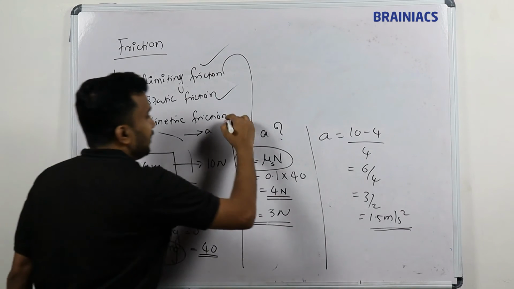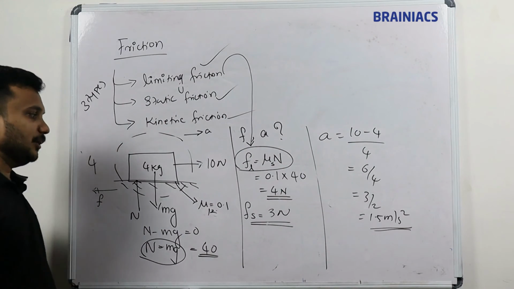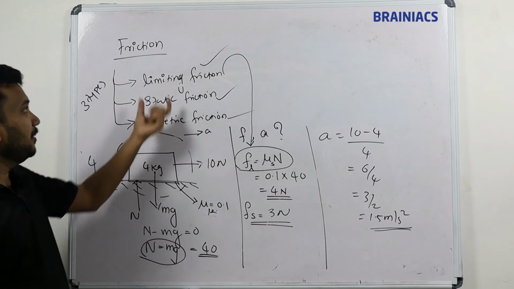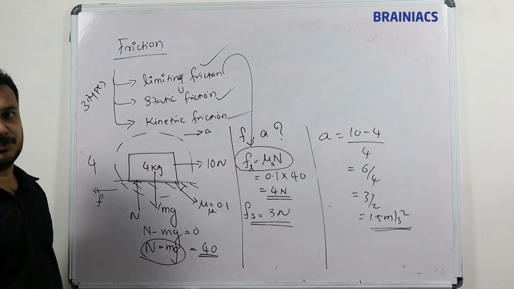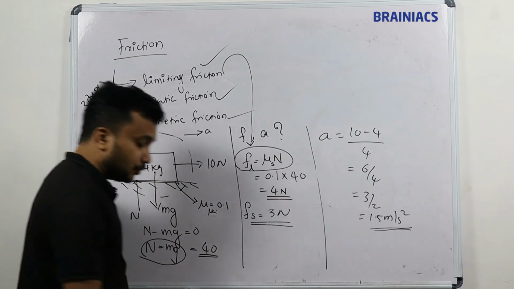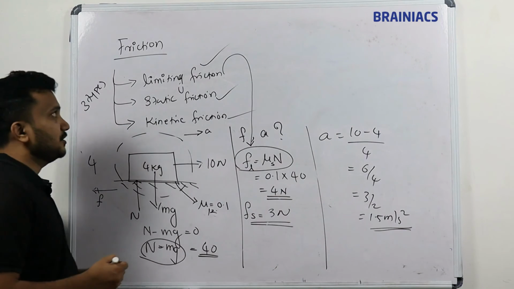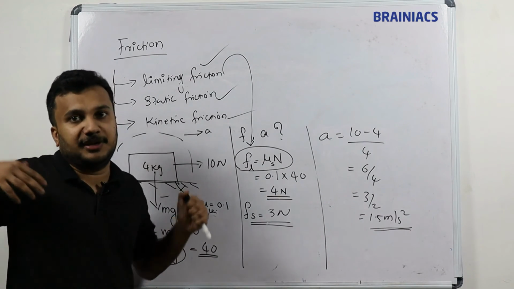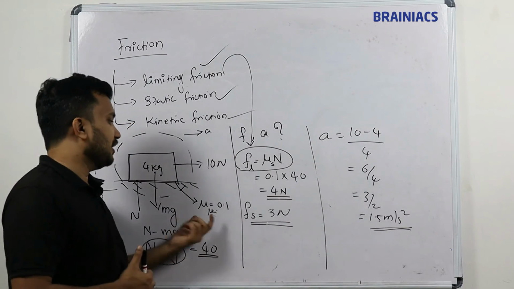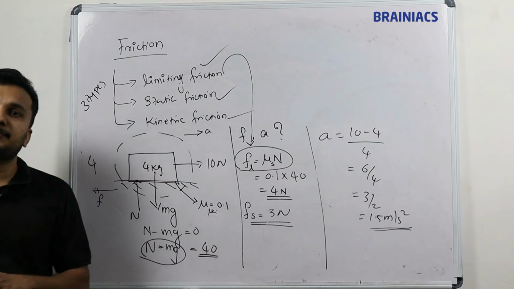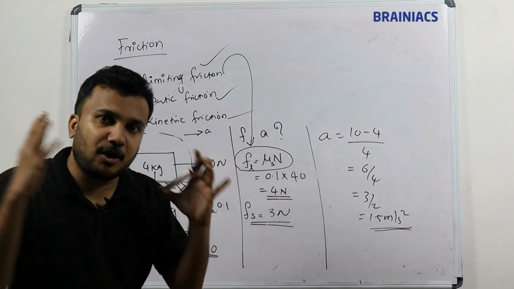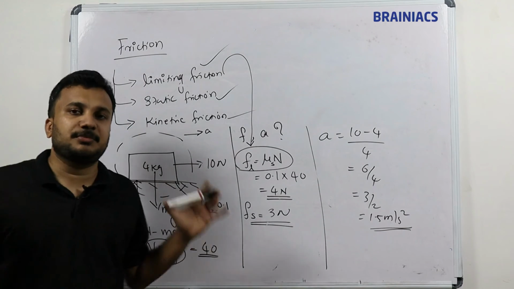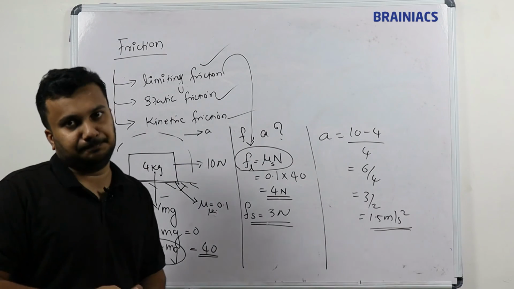So now you got the kinetic friction. The kinetic friction value is always a lesser value. Limiting friction is the highest value. Static friction is a middle value. So if I am getting a value of acceleration, then I will say my kinetic friction is equal to 4 Newton. Whenever motion is possible, kinetic friction is there. Whenever motion is not possible, kinetic friction is not there.